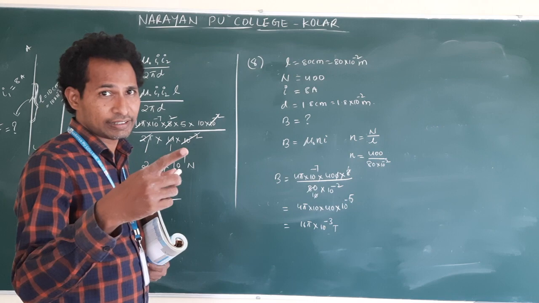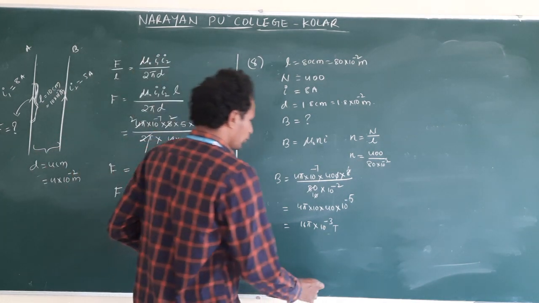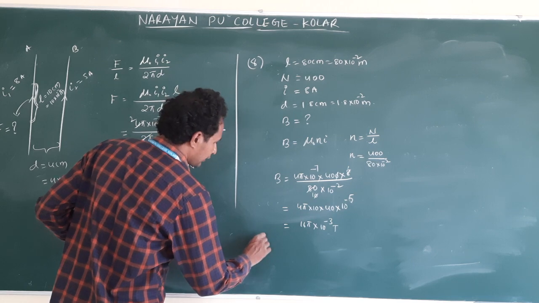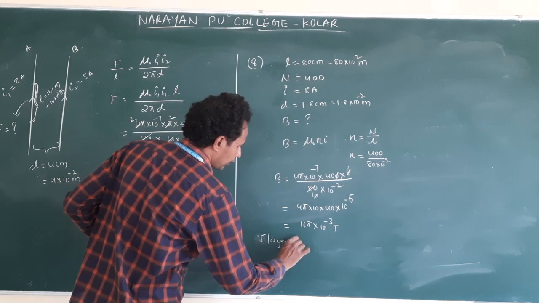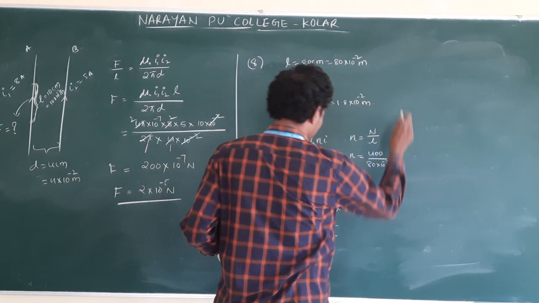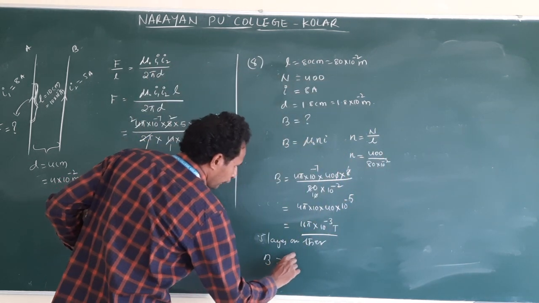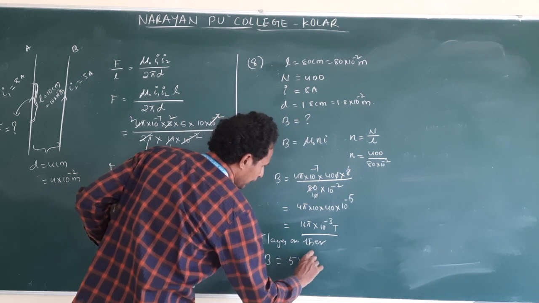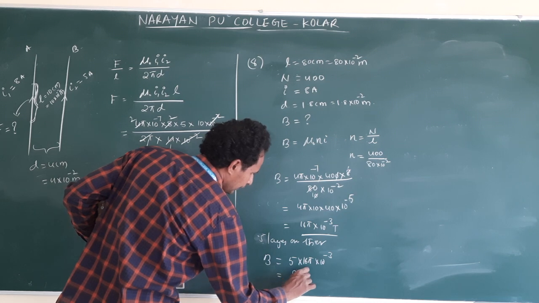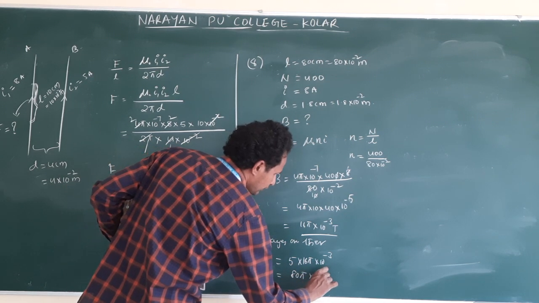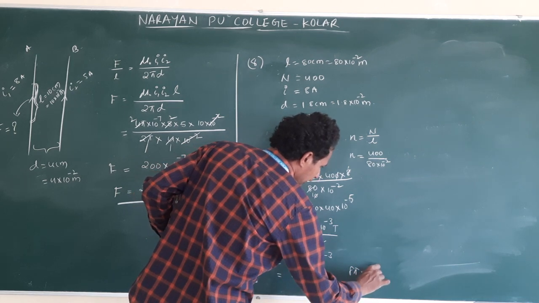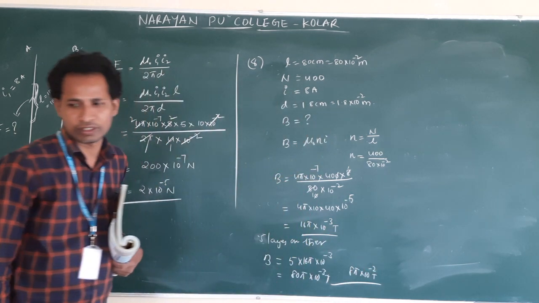But how many layers are there? 5 layers are there. So this is for one solenoid. So due to 5 layers, the total field will be 5 into 16 pi into 10 power minus 3. Then this is 80 pi into 10 power minus 3 Tesla. Or this we can write as 8 pi into 10 power minus 2 Tesla. Clear?